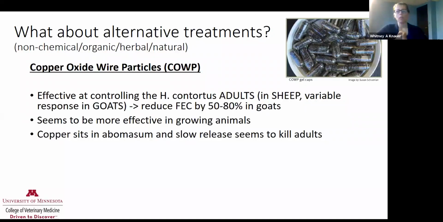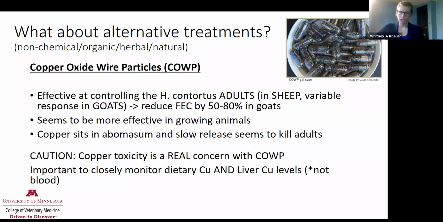So we don't really know how it works. The copper kind of sits in the abomasum, and it might be slow release. It's killing the adults. It seems to be effective in growing animals. This is a great option for market animals that are going to go out on pasture. The only problem, or the challenge, or the caution is that copper toxicity is a real concern, especially if you're using this in replacement animals.